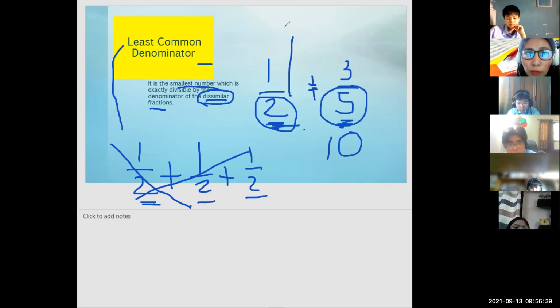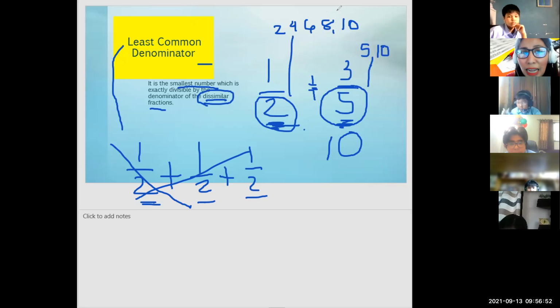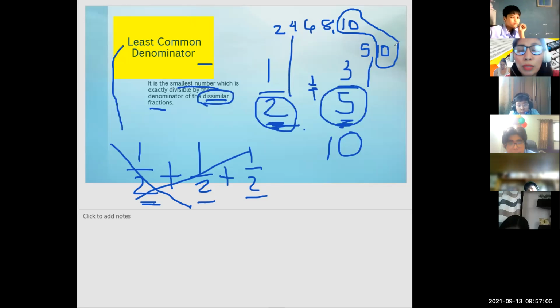Why is it 10? For 2, we have 2, 4, 6, 8, 10. And in 5, we have 5, 10. The least common number that they have is 10, right? They're the same number in the given. We need to get the least, the lowest. When we say least, it is the lowest common number of the given numbers.